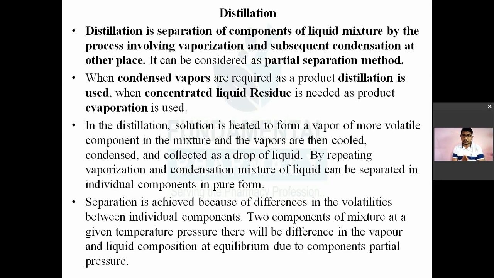Okay, so two components of a mixture at a given temperature and pressure will have a difference in the vapor and liquid composition at equilibrium due to the partial pressure of each and every component. Okay, so component A and component B will have different partial pressures. The one with the higher partial vapor pressure will vaporize quickly and distill out, and the one with the lower partial vapor pressure will vaporize less. So the separation is because of the difference in the volatilities of the individual components, or the difference in their partial pressures.